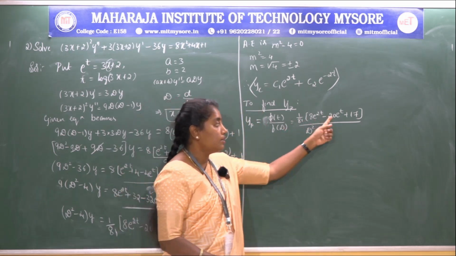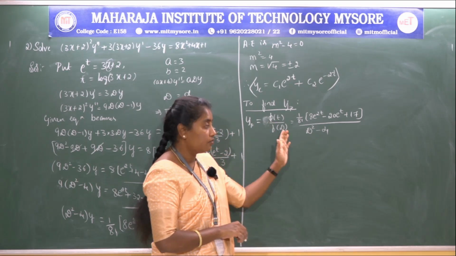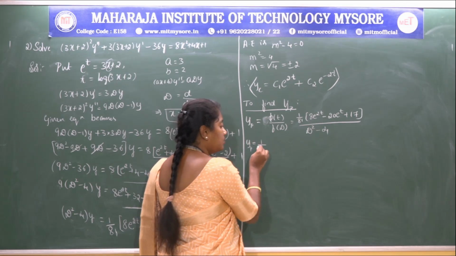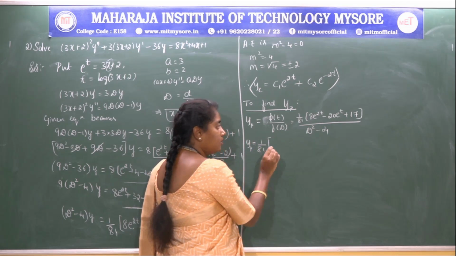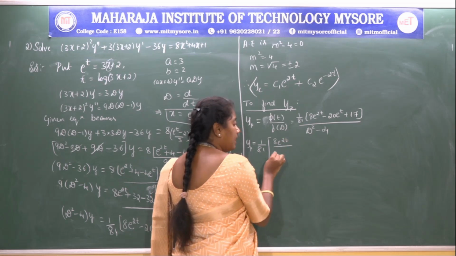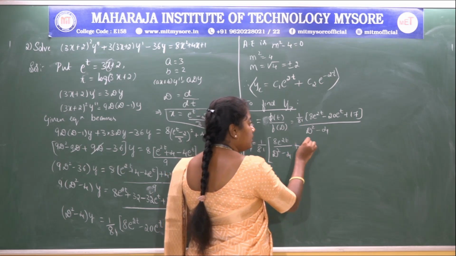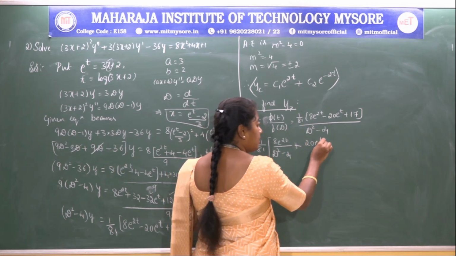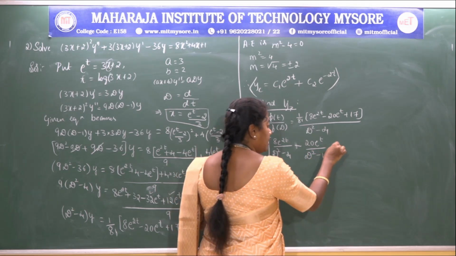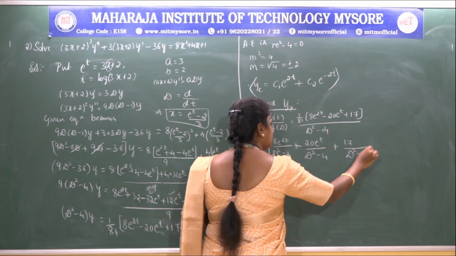Here we have 3 elements in the numerator. We have to find a particular integral for each element. Therefore, yp is equal to 1 over 81 is common for all the terms. 8 e power of 2t divided by D square minus 4 minus 20 e power of t divided by D square minus 4 plus 17 divided by D square minus 4.